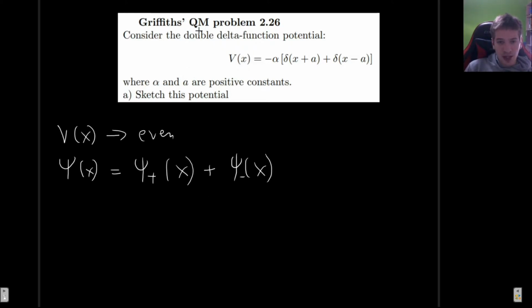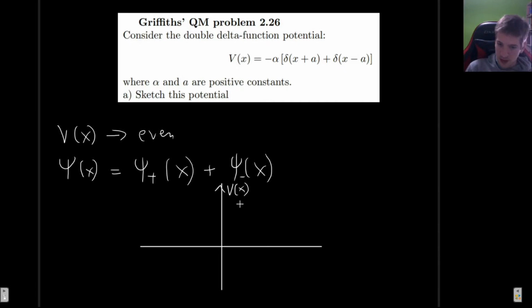So the first thing that we are asked, they tell us, okay, consider this double delta function potential, which is just a double delta well. And as we can see, there's going to be one well at minus a and one well at a. So first we want to sketch this potential. So let's just draw our axes, the potential, and x.